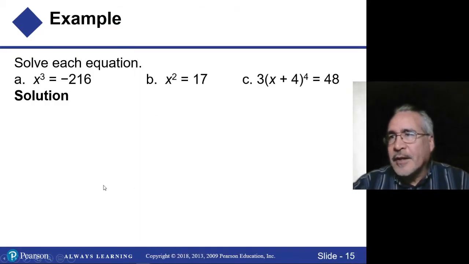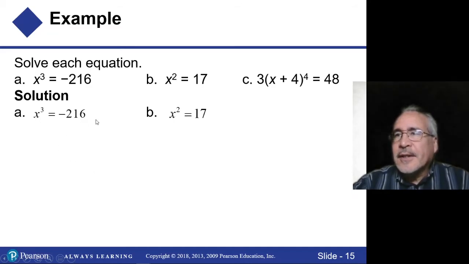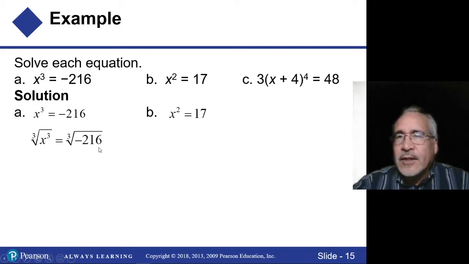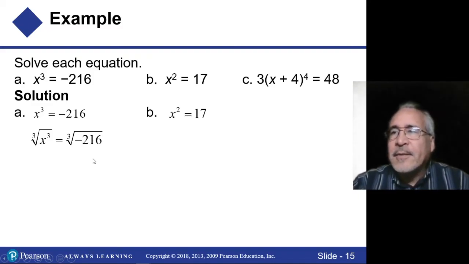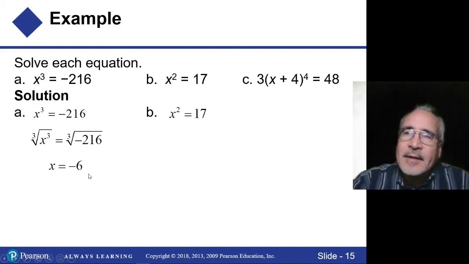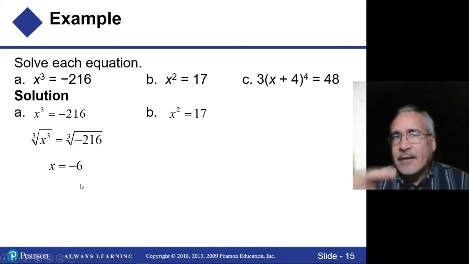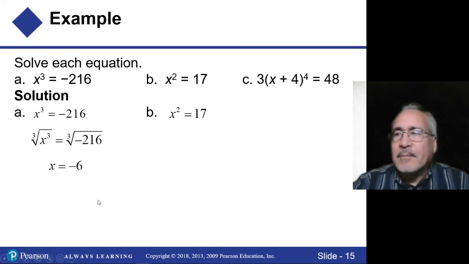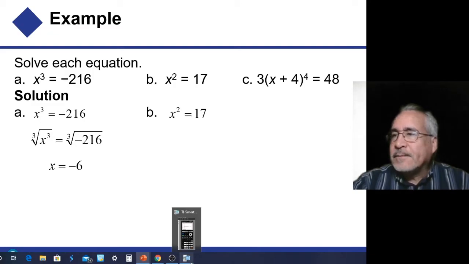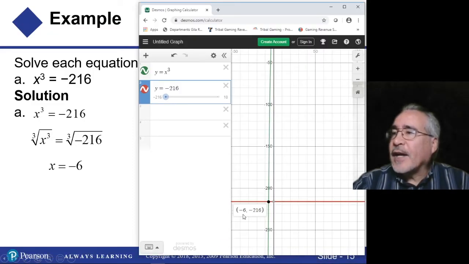Okay, so we're going to watch them go through it, take the cube root of both sides, cube root of negative 216. We could look on our list that we had from the last one, but you'll find that that is negative 6, because negative 6 times negative 6 times negative 6 is that. But we found that, where did we find that? We found it right here. The x value is the answer, the intersection.